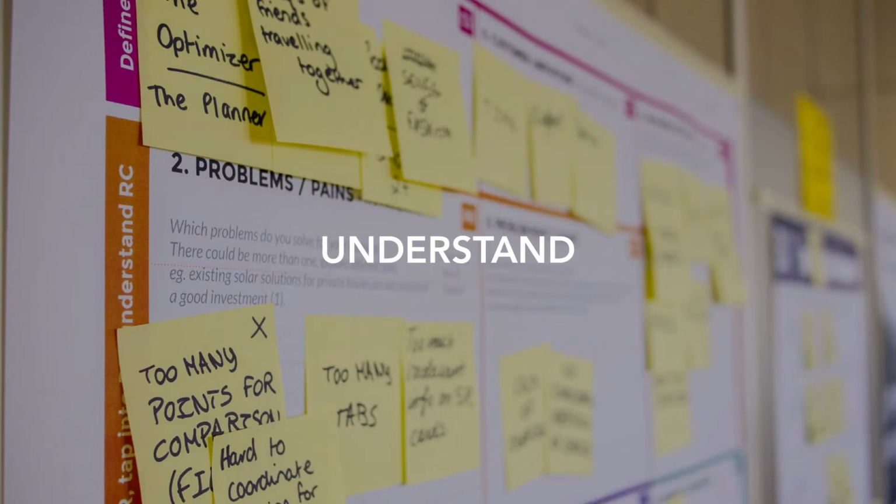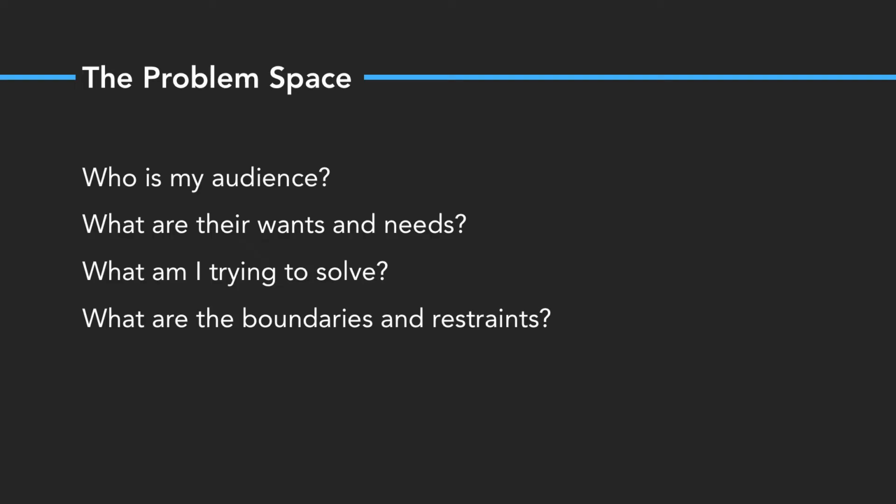So now moving on to the second step, which is understand. So this is the problem space. Who is my audience? What are their wants and needs and goals? What are you really trying to solve? Then what are the boundaries and restraints?